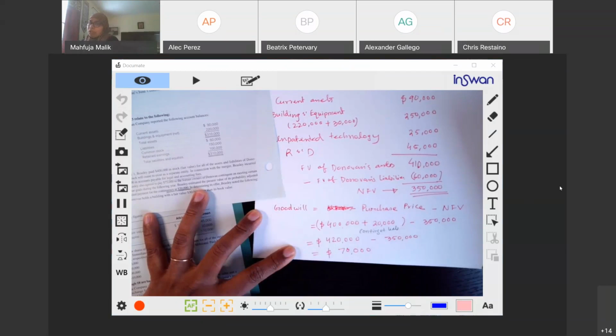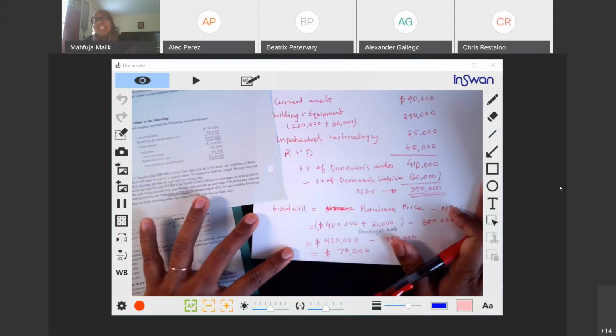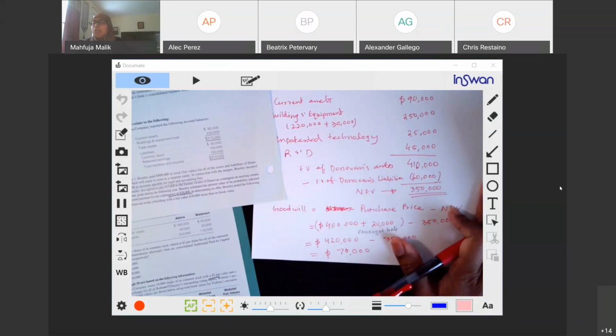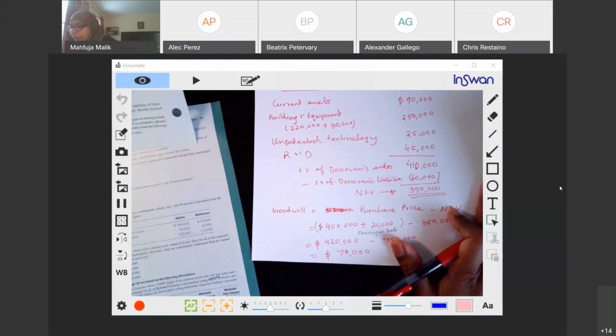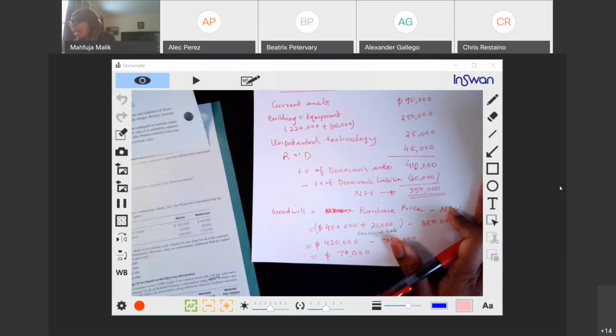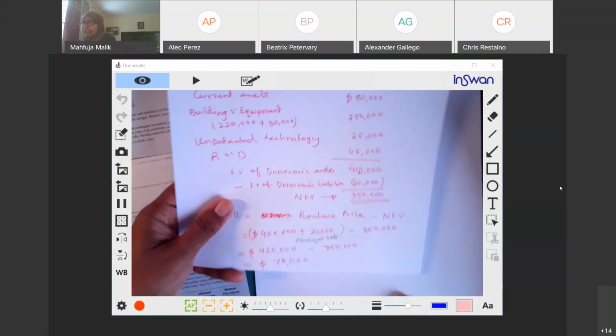So now, what we did? We calculated goodwill. We calculated the net fair value because we needed to calculate goodwill. You know how to do purchase price, but we didn't do the actual question yet. So the actual question is, how much should Beasley record as the total assets? So now Beasley will record how much as the total assets.